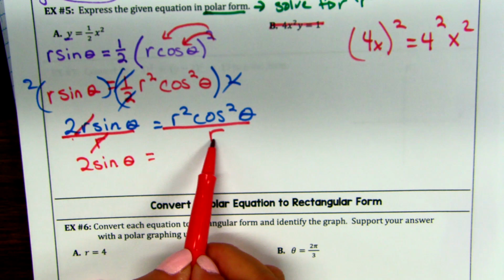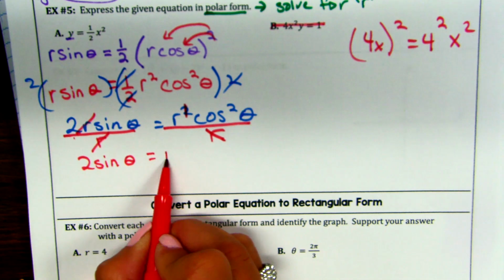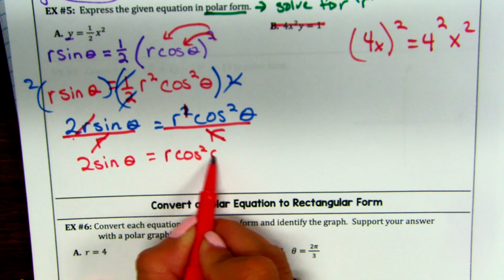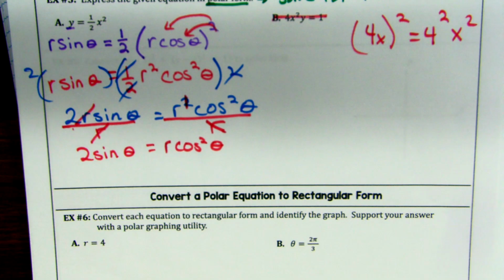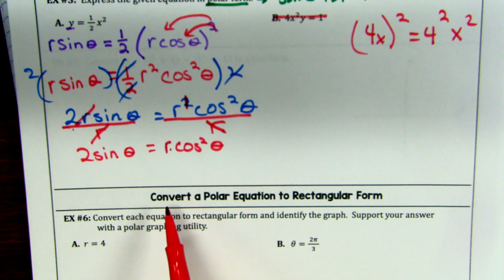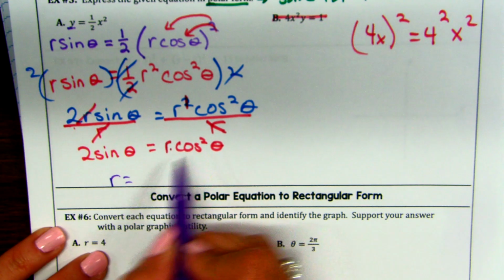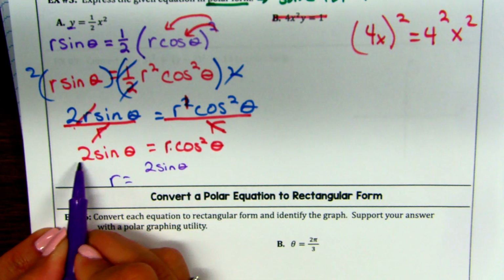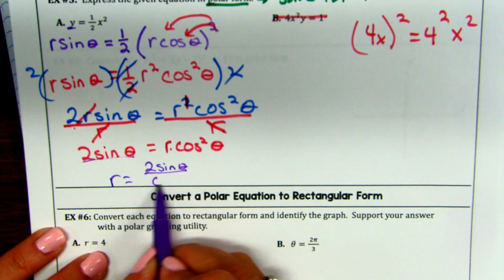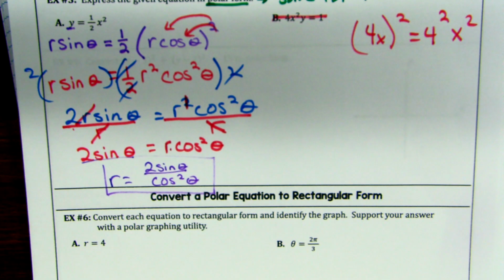There's 2 on top, 1 on the bottom, so the 1 on the bottom is gone, and one of the r's on top is gone. And now you're there. There's one step left. To get r by itself, we would divide both sides by cosine squared theta. So r equals 2 sine theta divided by cosine squared theta. It's a mess. Yuck.